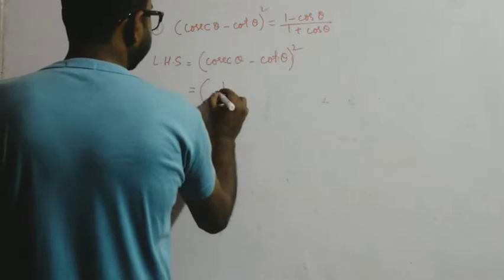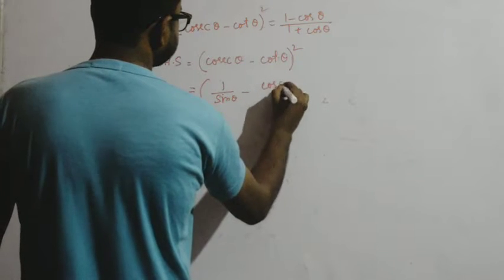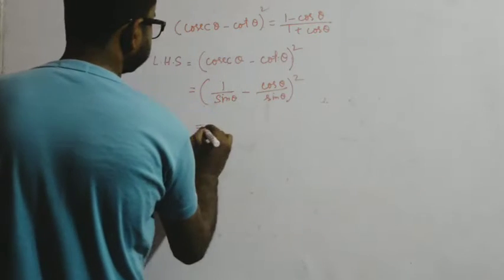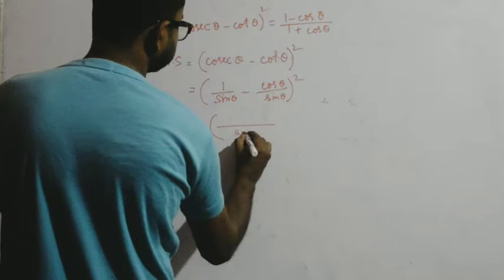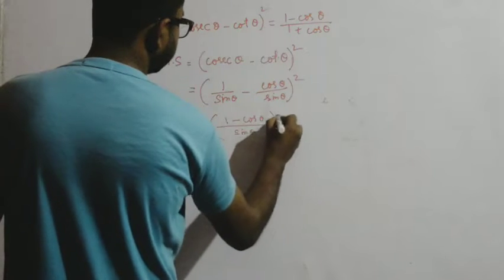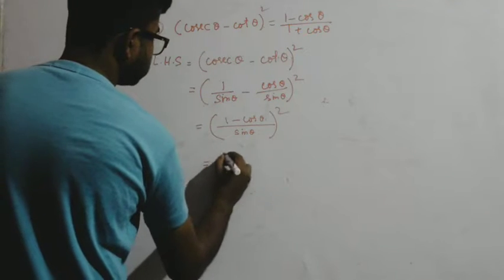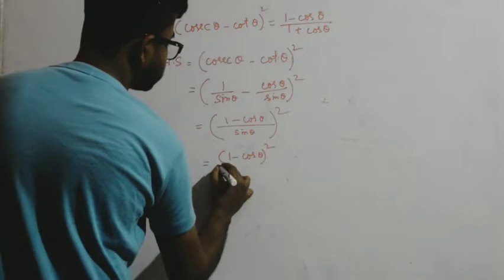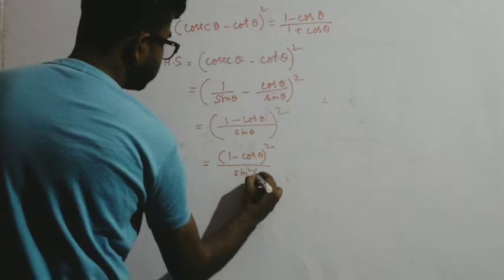So cosec you can write as 1 by sine. Cot can be written as cos by sine. I am also not sure that I am going to get the correct answer. As the denominators are the same, keep the denominator. But this time I am getting confidence. Why? Because there is one square. Now what gives me the confidence here? Your numerator will be (1 minus cos theta) whole square. Then the denominator will be sine square theta.